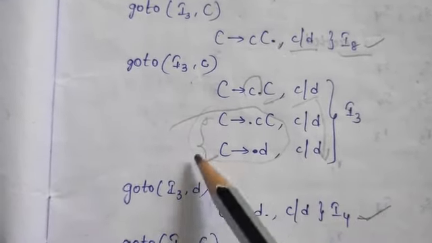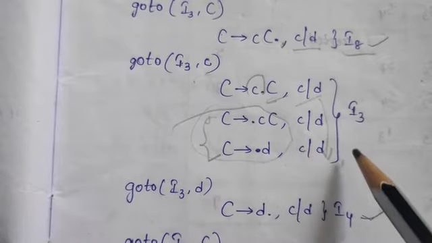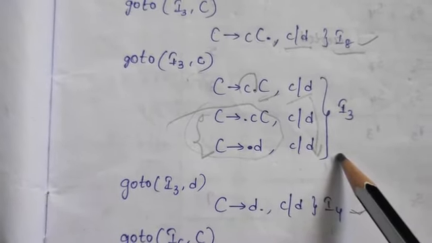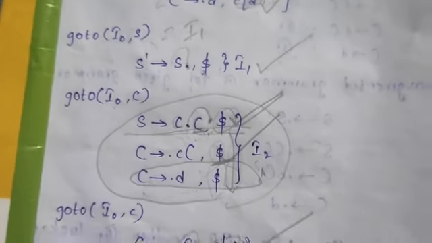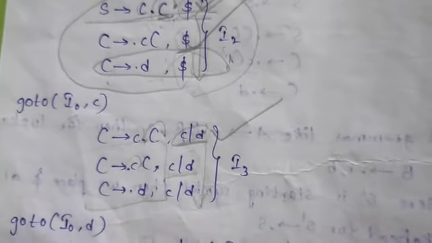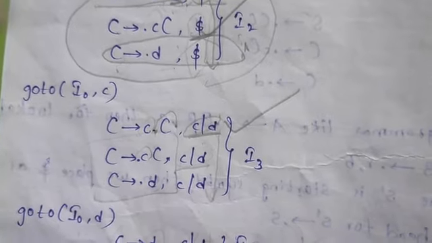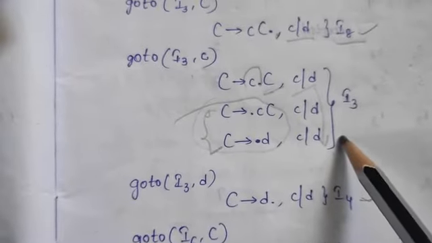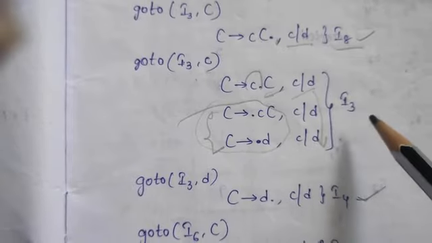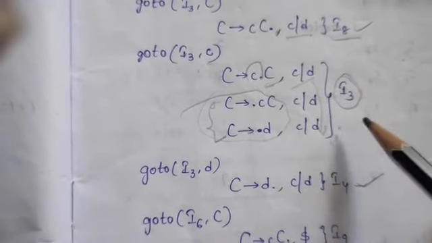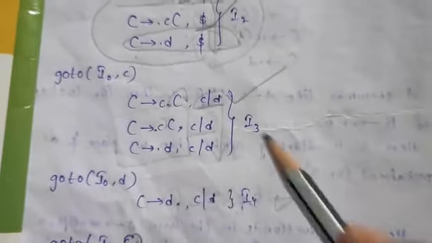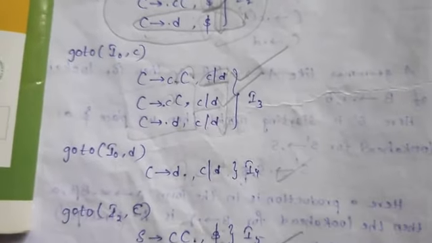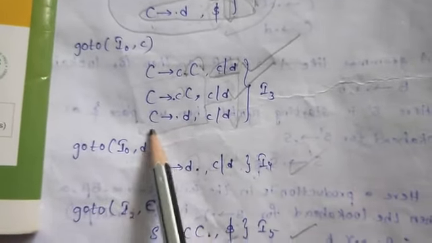Again after finding all of this, we'll check with the before production, the before numbering. It will check with I0, I1, I2 and I3. It's absolutely matching with I3. Why? Because the productions and look aheads are also the same. For that reason there is no need to give a new number, it's already a repeated state, that is I3. For that reason it will simply give I3.